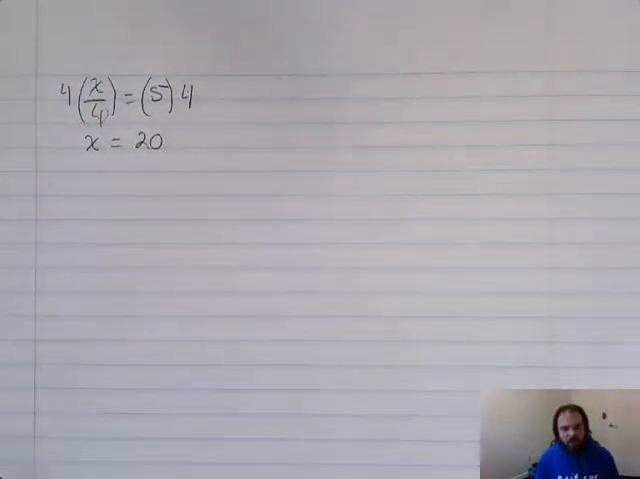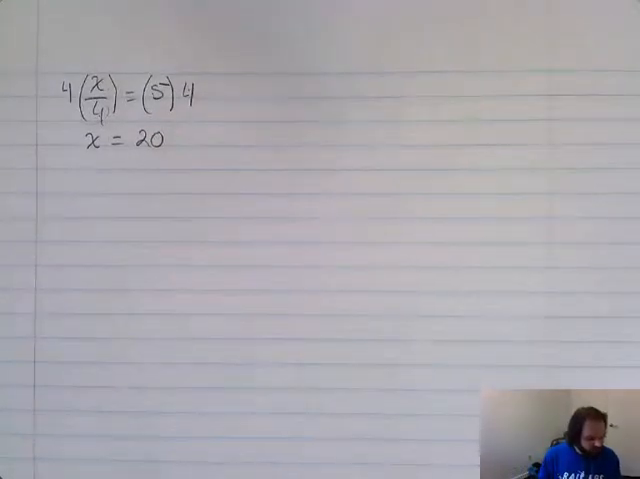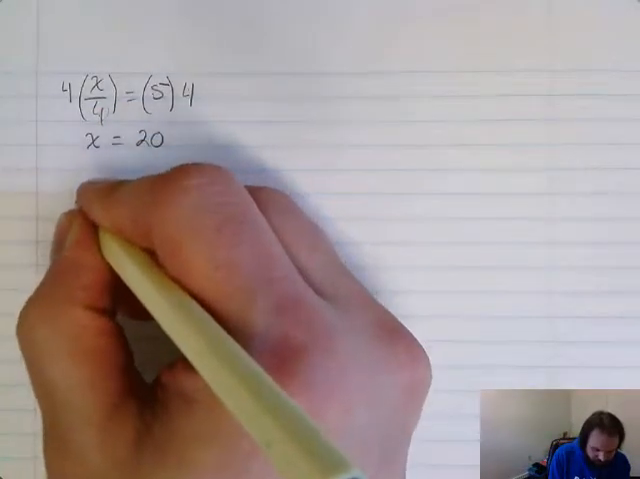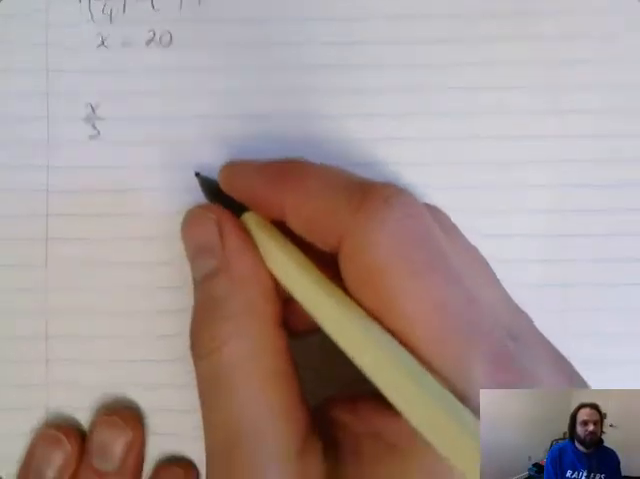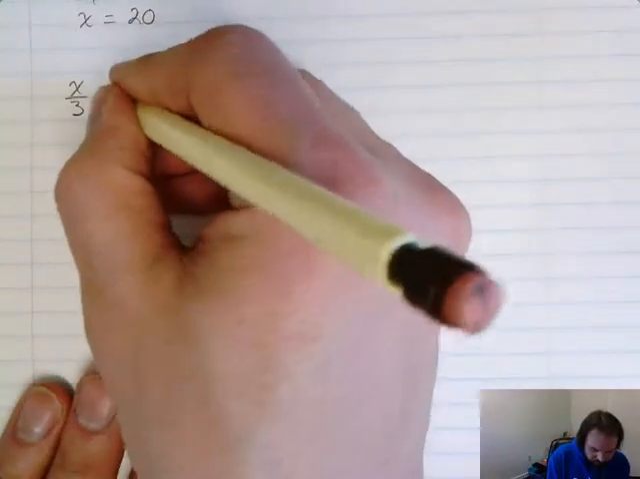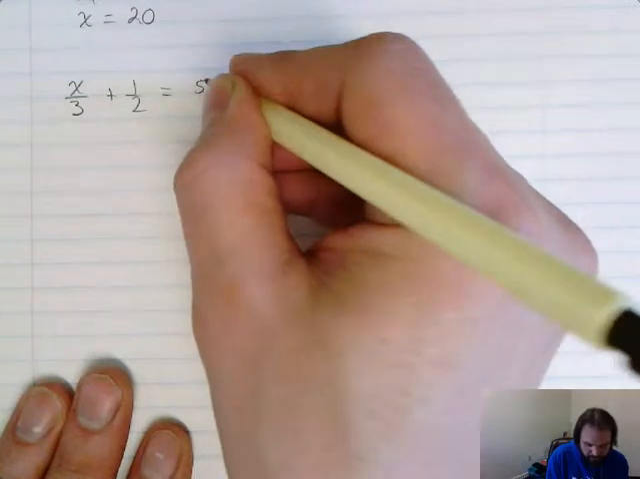Now we're going to look at one a little bit more complicated. We're going to build our way up and see if we can find a pattern here. So let's look at my next one. I have x over 3 plus 1 over 2 is equal to 5. Okay?